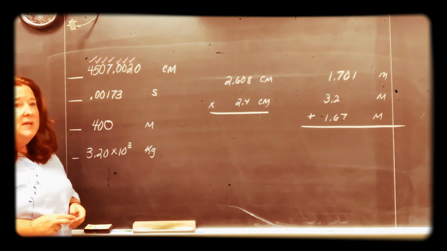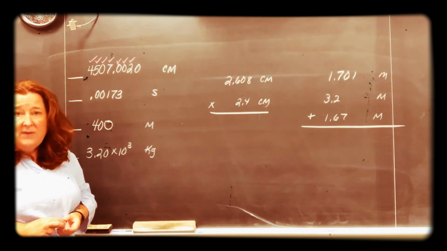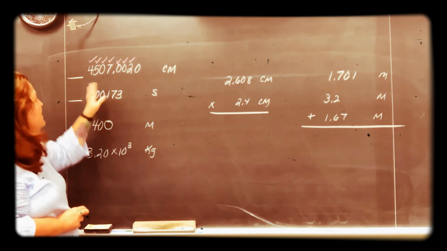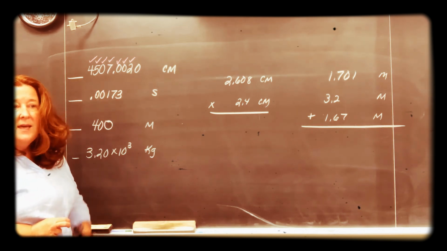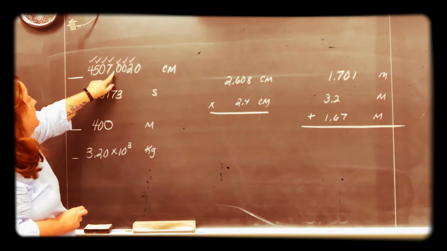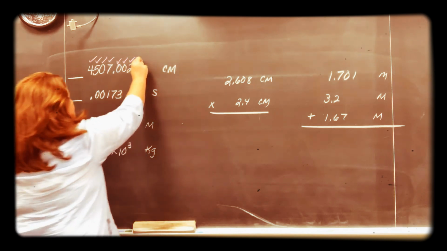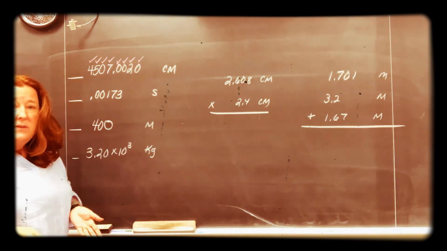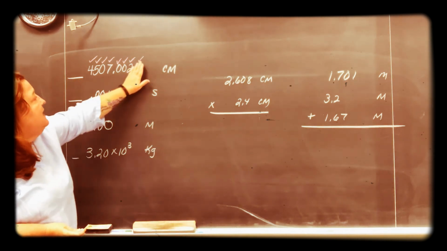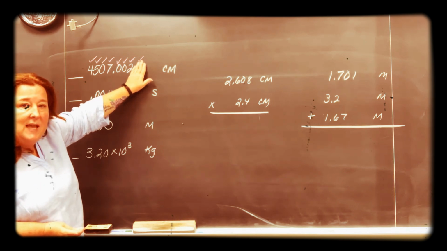The third rule says that if a 0 only holds place value, it's not significant. That's not the case here. We don't have a 0 like that. The last rule says that if the 0 is to the right of the decimal at the end of the number, it is significant. The other way that you can tell that this is a significant digit is, if you take that 0 away, you still have the same amount.